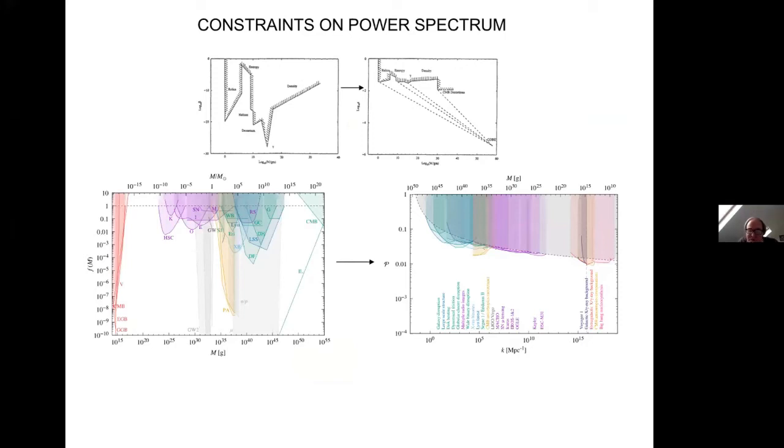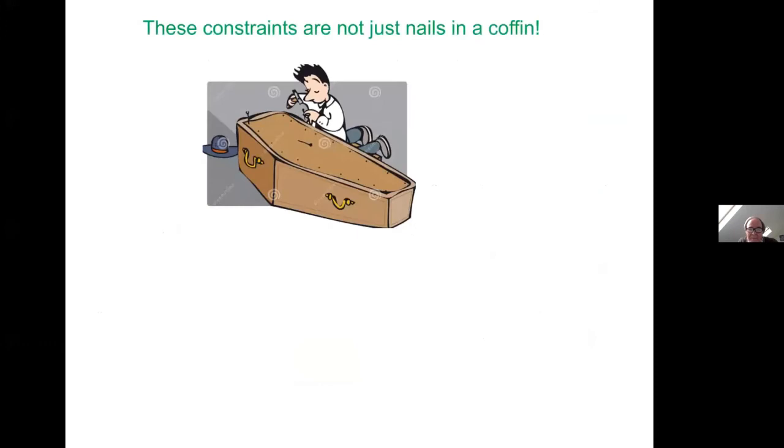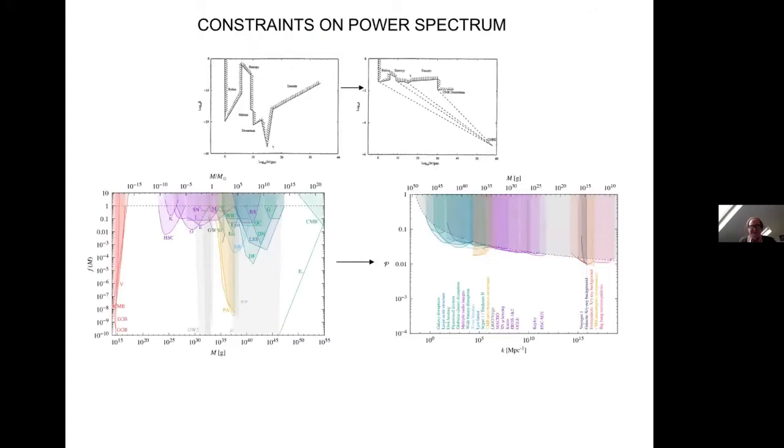Several other groups have written similar papers, but I'm obviously focusing on my own. Now, I do want to stress, because I spent most of my life working on primordial black holes, that it somehow looks as though I'm putting nails in the coffin by showing all these constraints. When you look at something like this, the message might seem to be, well, they can't be.